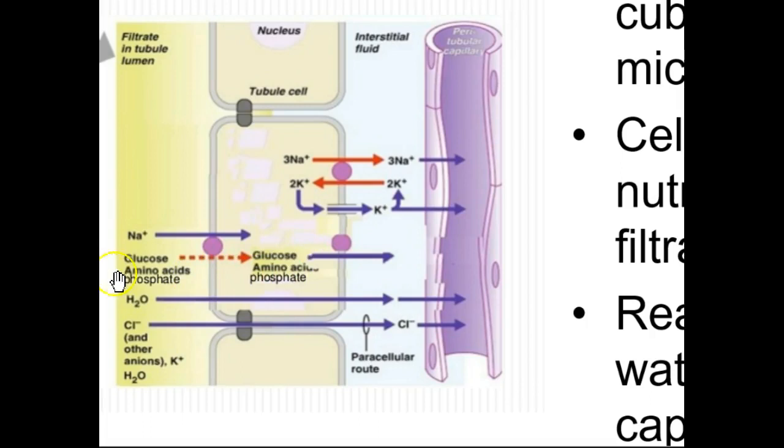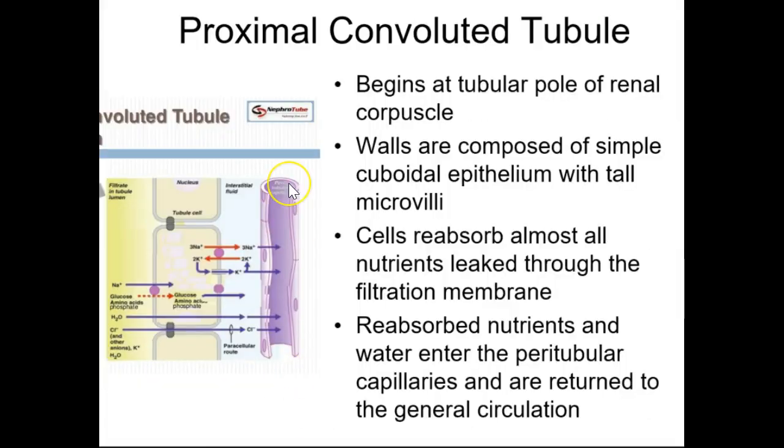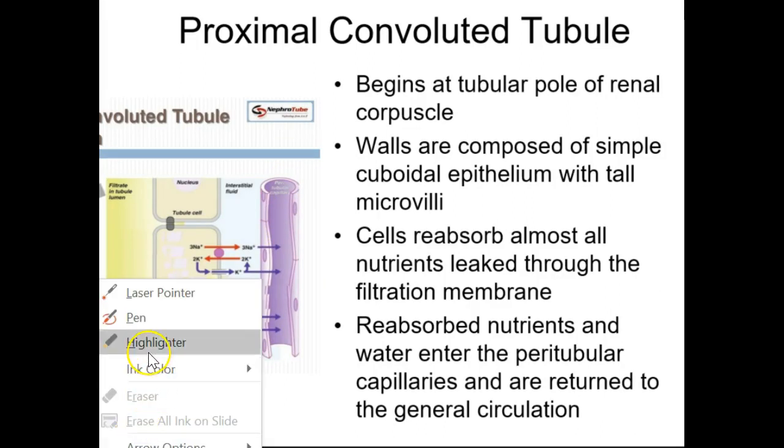Then phosphates, some chloride, some water gets reabsorbed here. And again, I'm telling you, in addition to this, that drugs will be secreted here at the proximal convoluted tubule.